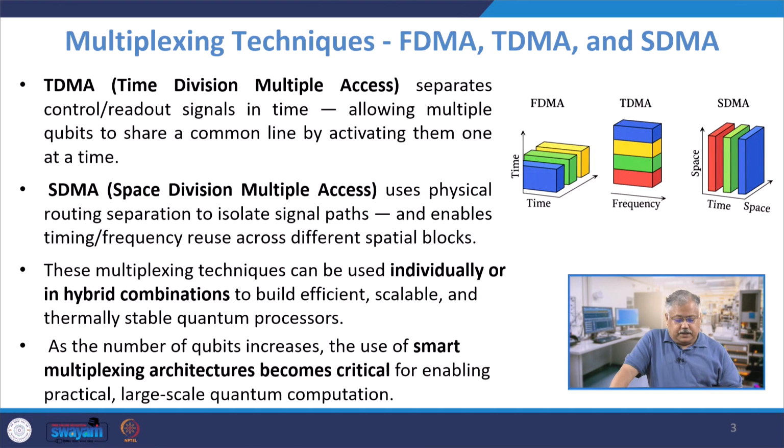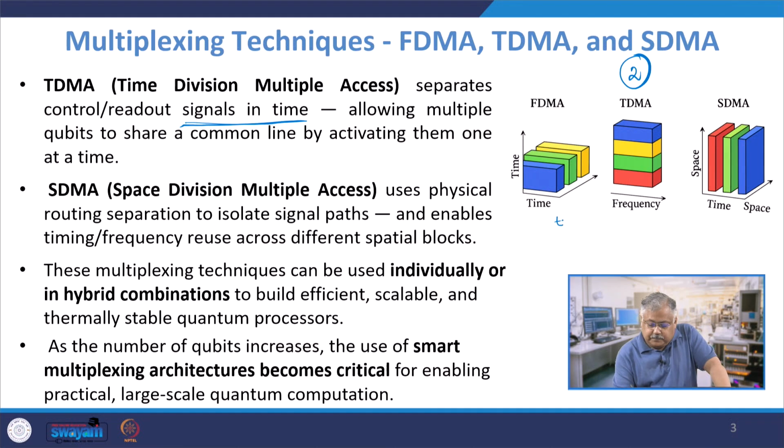Now, let us look at TDMA or time division multiple access, which is this one. This is time division multiple access, and this primarily separates the control and readout signals in the time domain. So, the division is in the time domain. I have a common line which is being activated, but in the time domain they are getting access. So, let us suppose at time t1 you have one signal, at time t2 you have another signal, at time t3 you have another signal, at time t4 you have another signal.